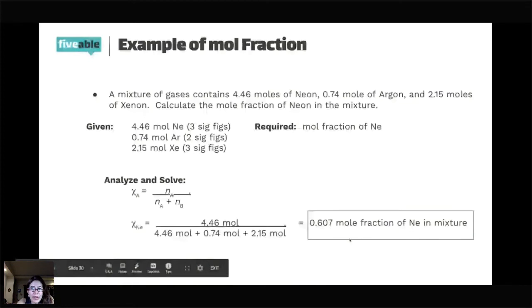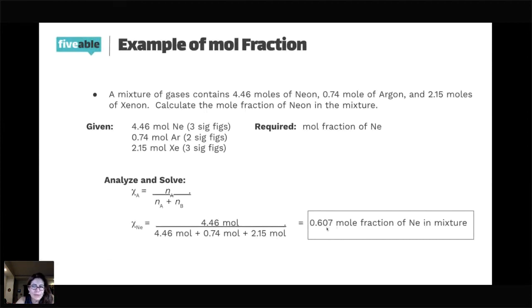Don't forget, this number doesn't have a unit because moles and moles get canceled. So I just placed mole fractions of neon in the mixture as a label, but actually this number is unitless. Questions?